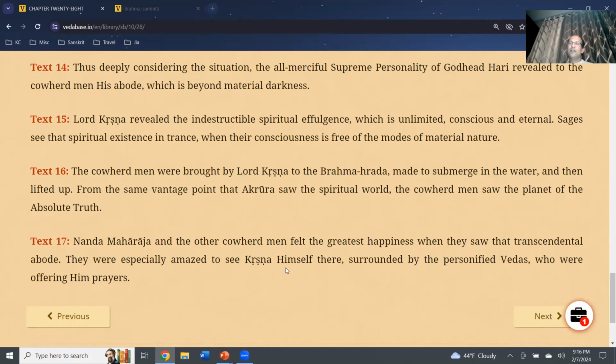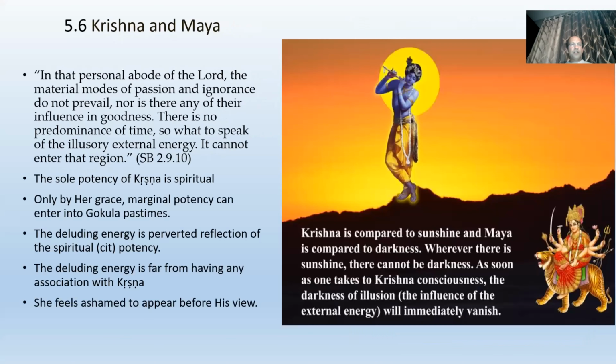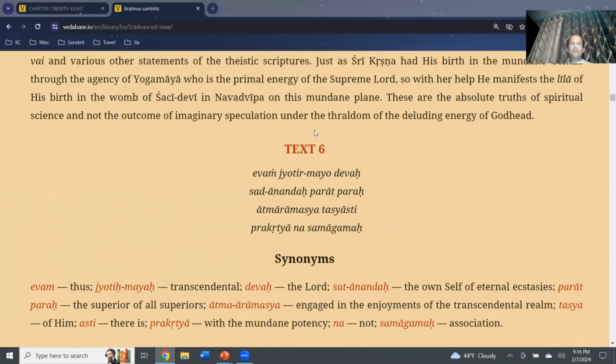And that's what we will read in the next verses. Who is the Lord of that Goloka Vrindavan? Kṛṣṇa himself, surrounded by the personified Vedas who were offering him prayers. That's the glimpse of the spiritual world, Goloka Vrindavan, that Kṛṣṇa gives to Nanda Maharaj and the Gopas. Now, continuing, let's read the next verse.